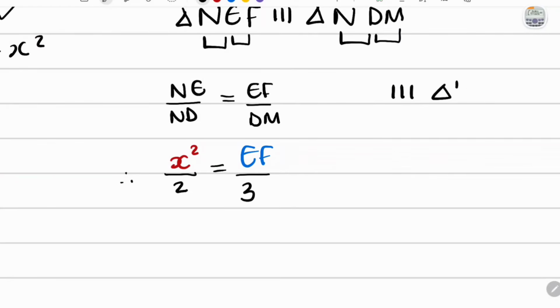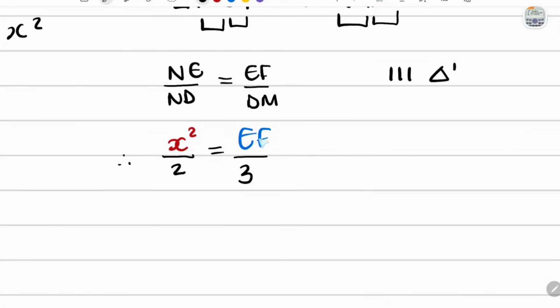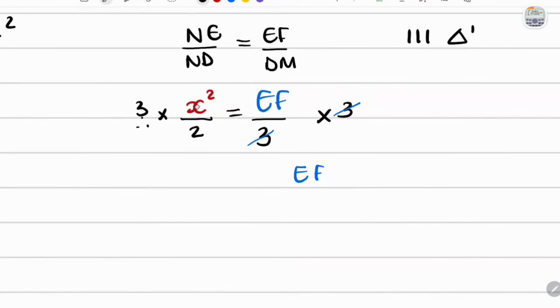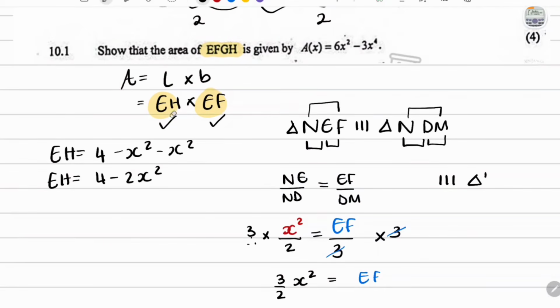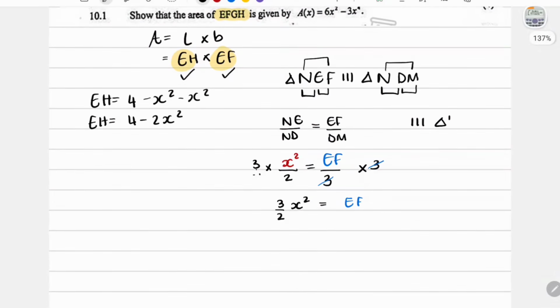The reason I say I don't need that is that the only side missing is EF. Everything has a value. This is x squared, but it's still in terms of x. So to find EF, we're dividing by 3. To get rid of this 3 so that EF is alone, you'd multiply both sides by 3. And then you're left with EF, because the 3's would cancel. And here you'll be left with 3 and x squared over 2. You can write that as 3 over 2 x squared. That's EF. Finally, we found EF. So there we have the 2 sides that we needed, and we can go ahead and use this now.